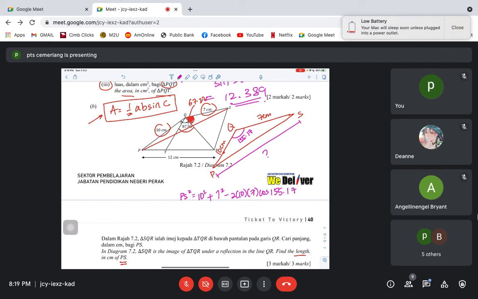155.17. Like that. Then you can find PS already. Okay, try that out and tell me what you get for your PS. Berapa panjang PS? Tell me what you get.